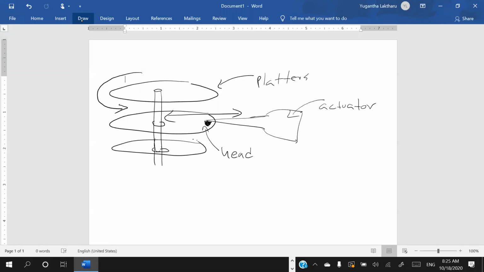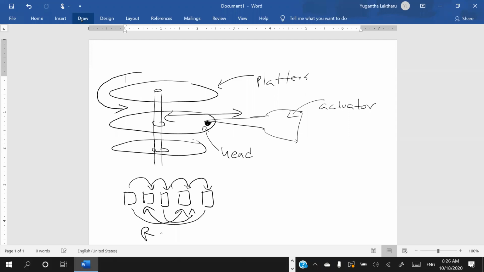So this can do sequential access and random access. Now sequential access means you are reading things which are contiguous. This is called sequential access, right? One after the other. And random access means you are reading things here and there, right? So this is random. This is sequential, right? So the hard disk can do both sequential and random, right?